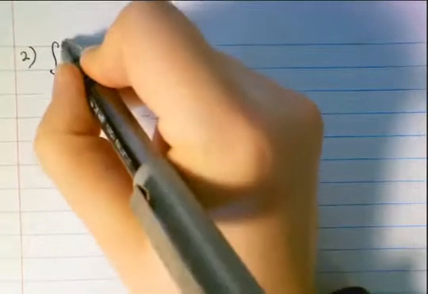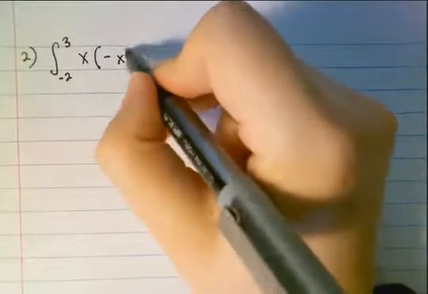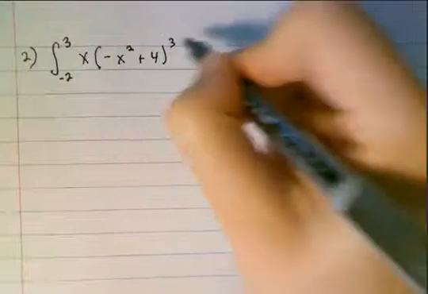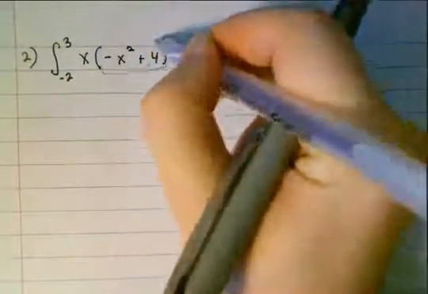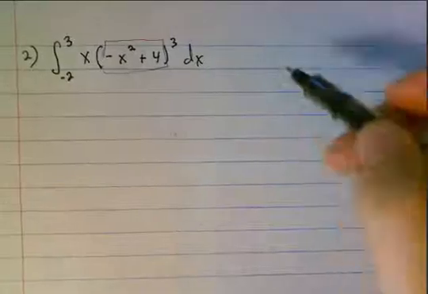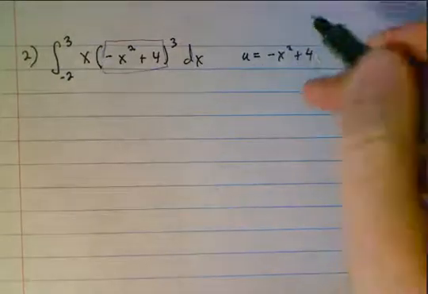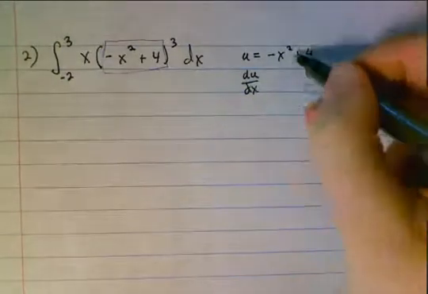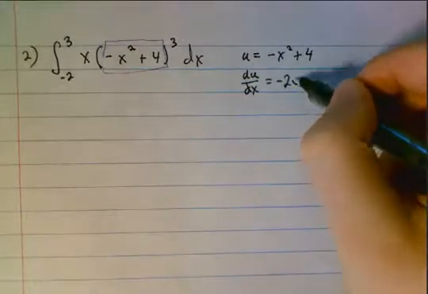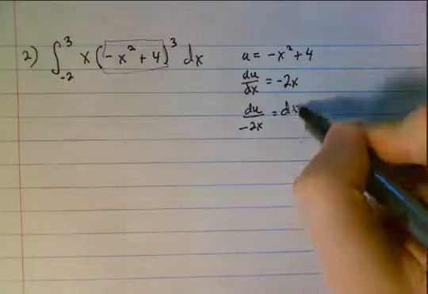So for our second example, let's do the integral from -2 to 3 of x times (negative x squared plus 4) to the 3rd dx. We see that we have a box function right here because of that power, and that when we take the derivative, this is going to be the same degree as that, so they'll cancel out, which is good. So we can let u equal negative x squared plus 4. The derivative, we bring down the 2, negative 2x, derivative of 4 is 0. So du over negative 2x equals dx.